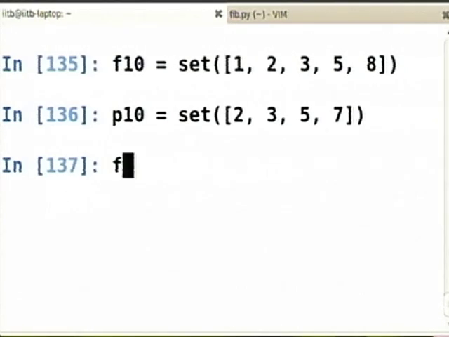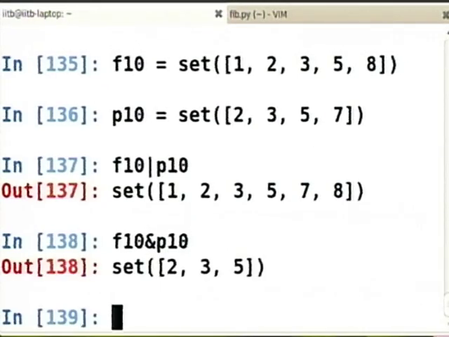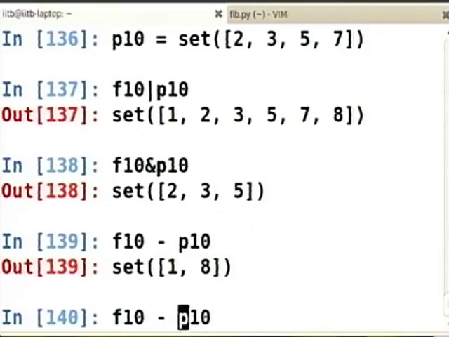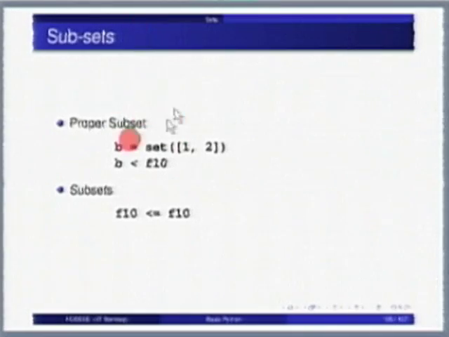So, the union of these two sets is obtained using the operator like the OR operator. That is the union. It will give me the union of the elements and it will give me a new set. I can find the intersection using the AND, that is just 2, 3, 5. I can find the set difference, and I can find a symmetric difference. They are all common set operations.